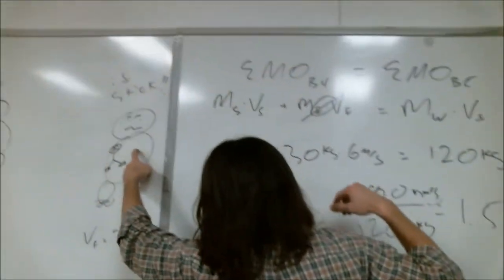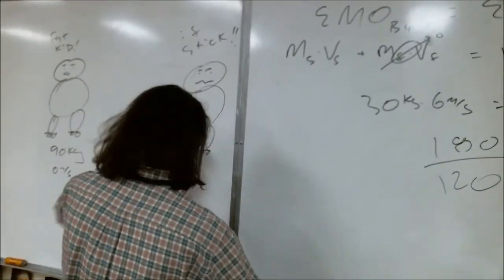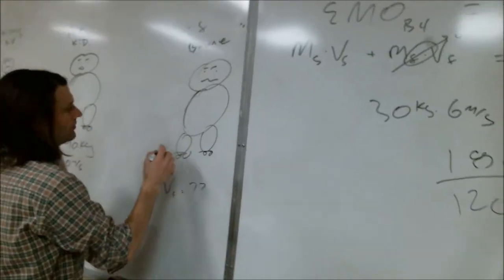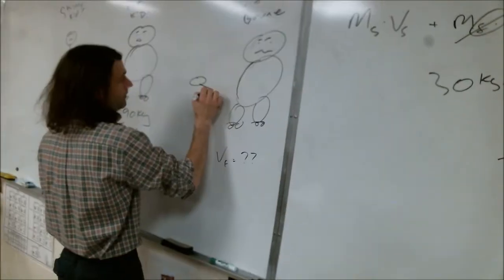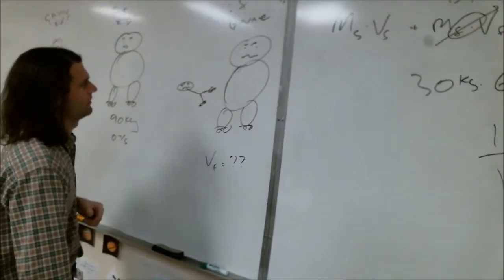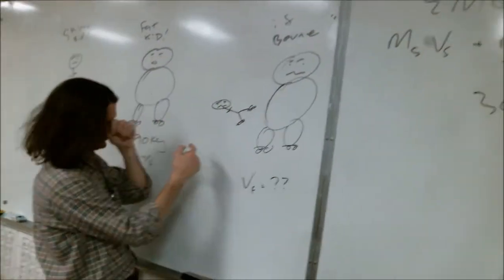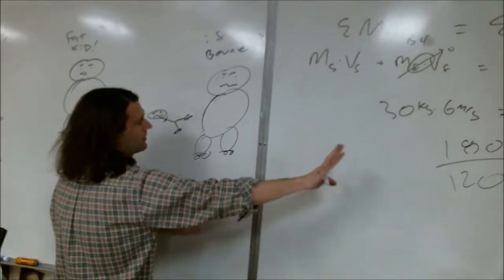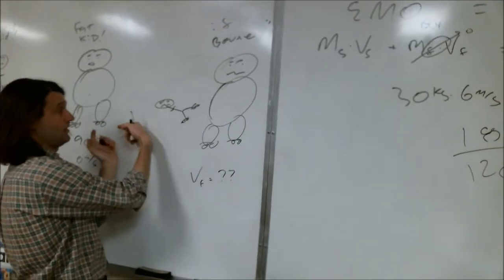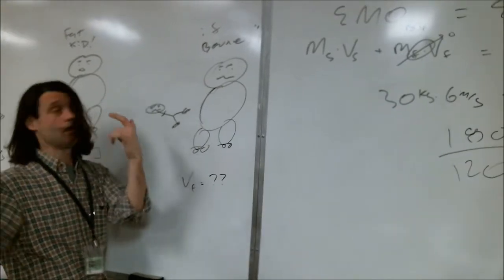The other option is if they bounce. If they bounce, then what I would want to ask you is one of two things. I'll either tell you the velocity of the fat kid and ask you for the bounce velocity of the skinny kid, or I'll give you the bounce velocity of the skinny kid and ask you how fast the fat kid drifts backward.